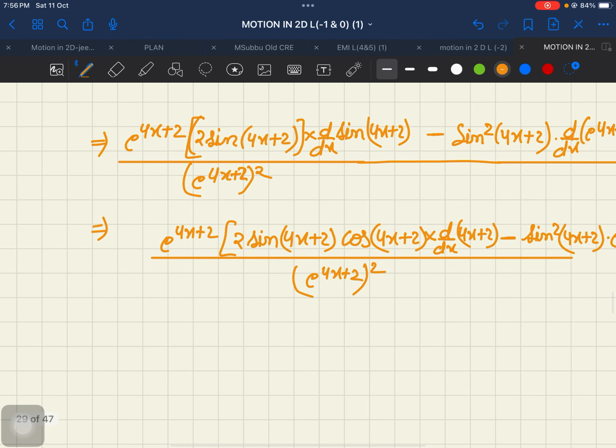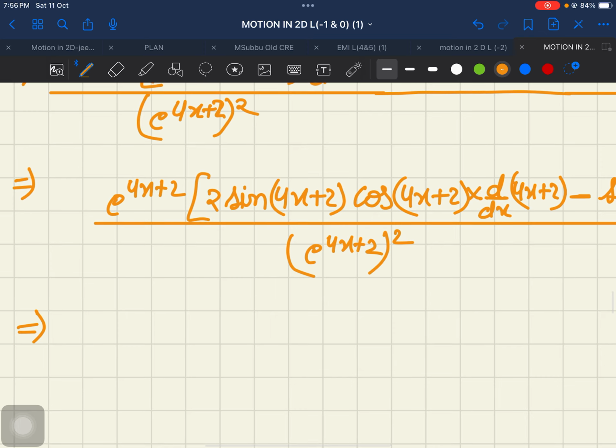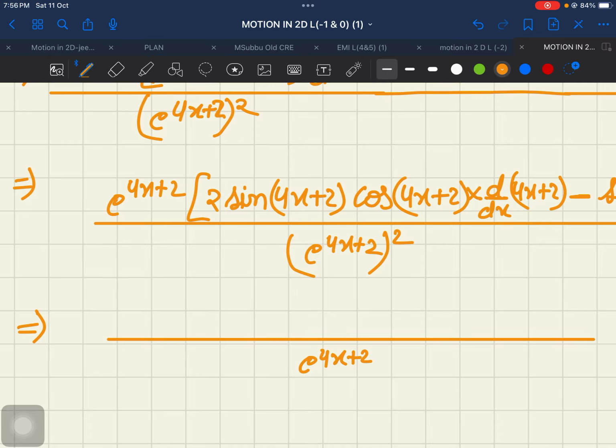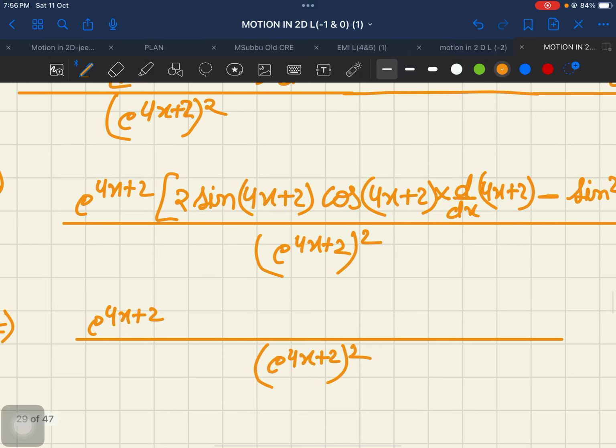Then what? So here we have what? Check all of you. E to the power 4x plus 2 square, no problem. E to the power 4x plus 2, and now here what do we have? Differentiation of this is 4, this is 0, right?